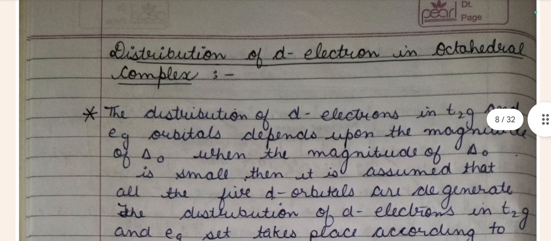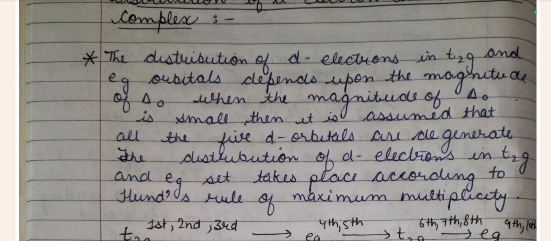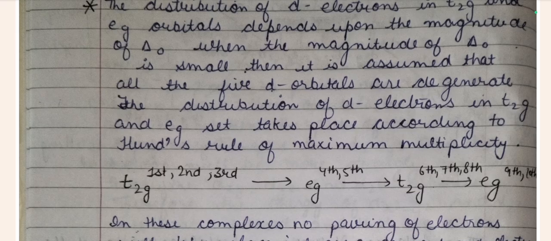Distribution of d electrons in octahedral complexes. The distribution of d electrons in T2g and Eg orbitals depends upon the magnitude of Δo. When the magnitude of Δo is smaller, it is assumed that all the five d orbitals are degenerate, and the distribution of d electrons in T2g and Eg sets takes place according to Hund's rule of maximum multiplicity. T2g first, second and third, then in Eg fourth and fifth, then in T2g sixth, seventh and eighth, and then in Eg ninth and tenth.